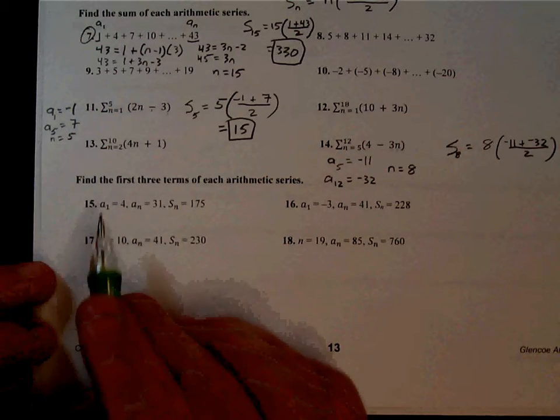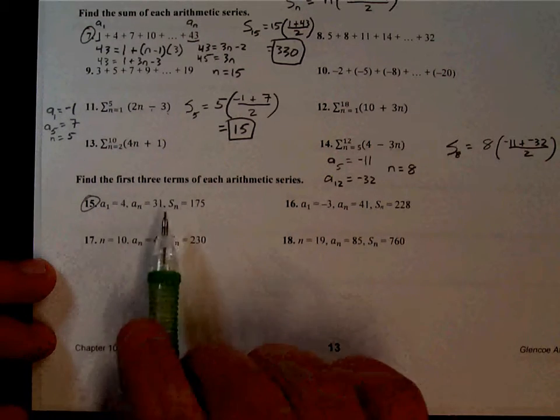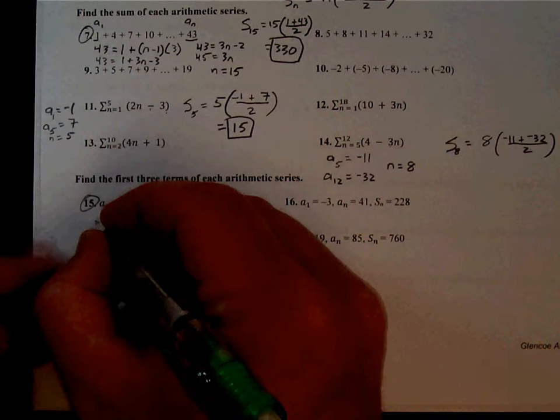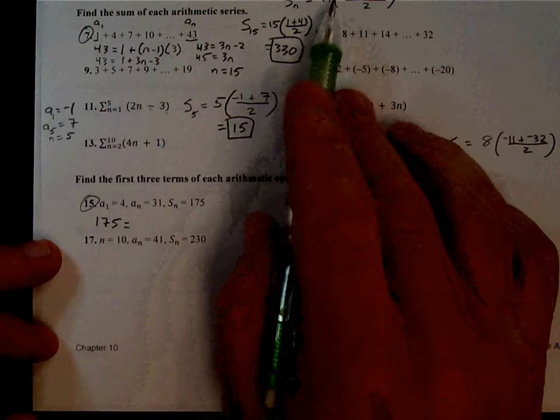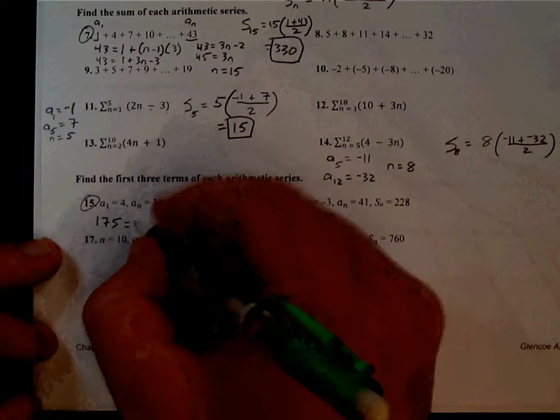Let's jump down to number 15. We're trying to find the first 3 terms. All right, let's see. What do we know? We know the sum. We know s sub 1, so we're going to use the same formula. So the sum is 175. So plug in the formula. Do we know what n is? We don't know what n is.